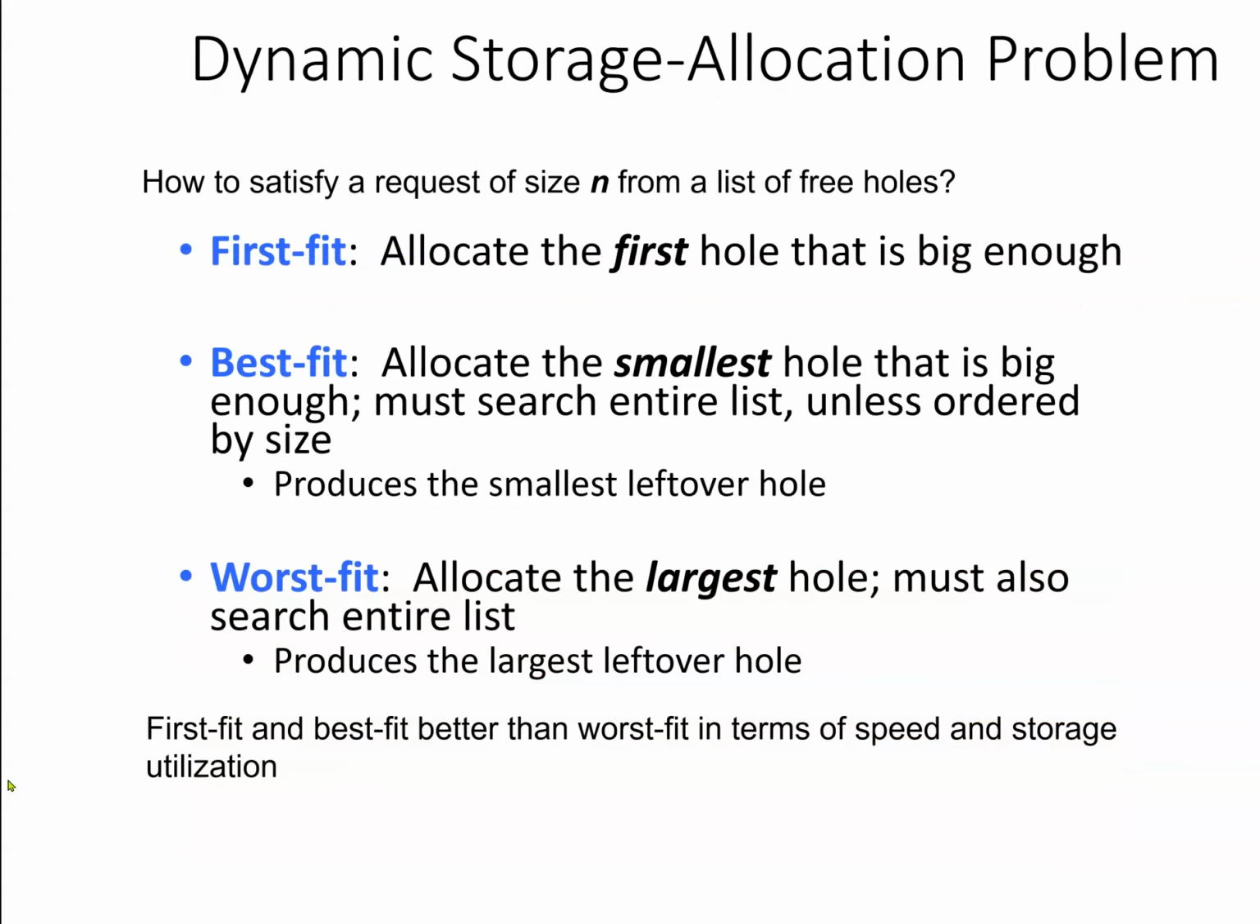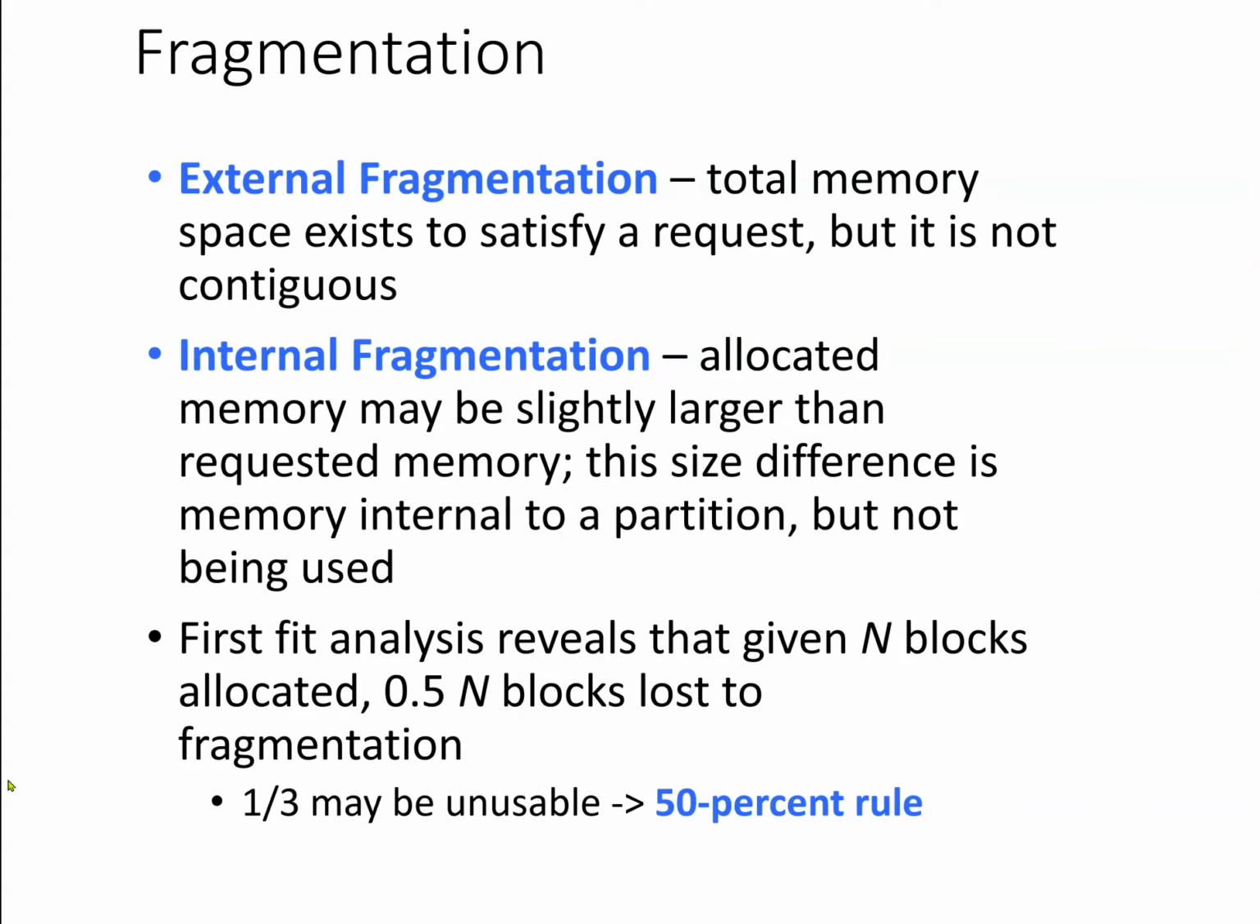So the problem is how to satisfy a request of size n from a list of free holes. Well, there's first fit: allocate the first hole that is big enough. There's best fit: allocate the smallest hole that's big enough. It requires us to search the entire list unless we order it by size. This produces the smallest leftover hole. There's also worst fit: allocate the largest hole. You have to search the entire list, and it produces the largest leftover hole. Worst fit obviously performs the worst.